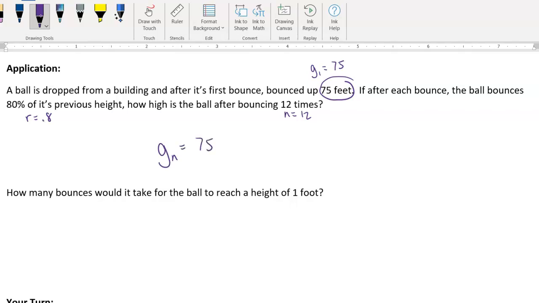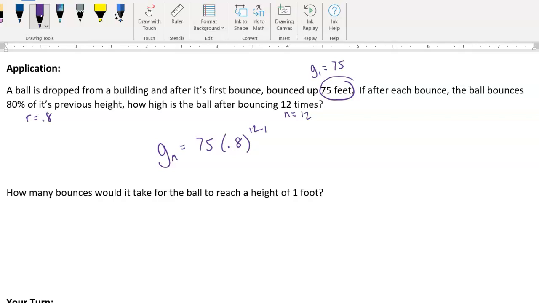So we start with that first term of 75. Our common ratio is 0.8. Technically, our formula would have n minus 1 as an exponent, but now I know my value for n, because we're trying to figure out how high the ball would be after 12 bounces. So you would put 12 in there for n.